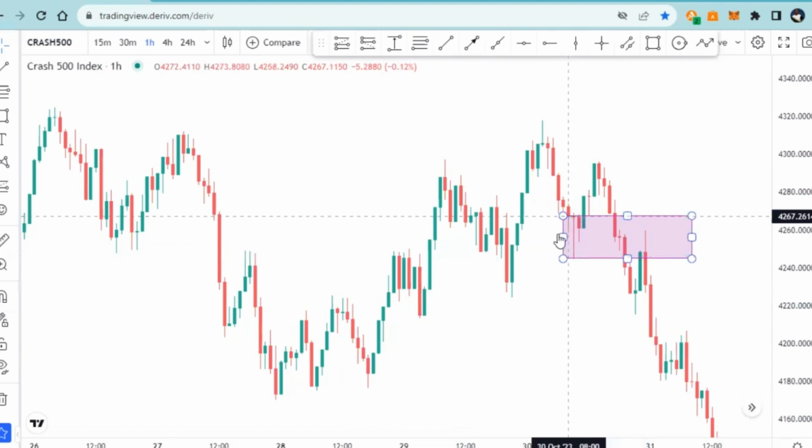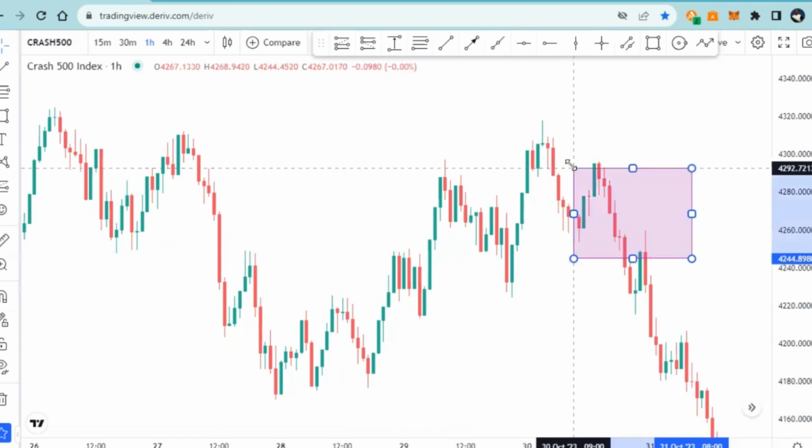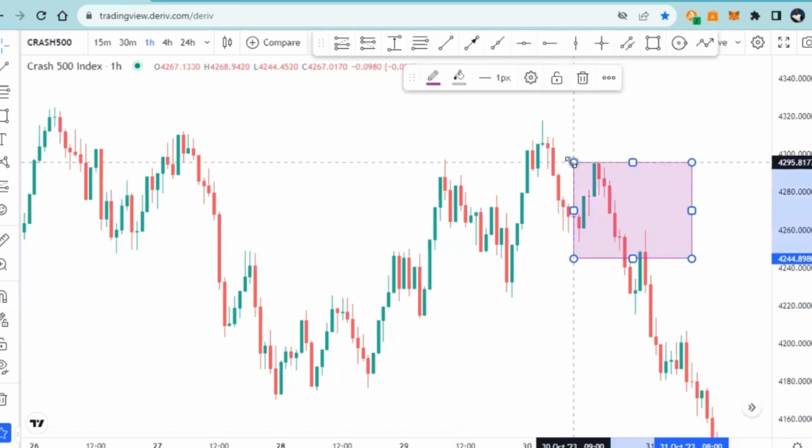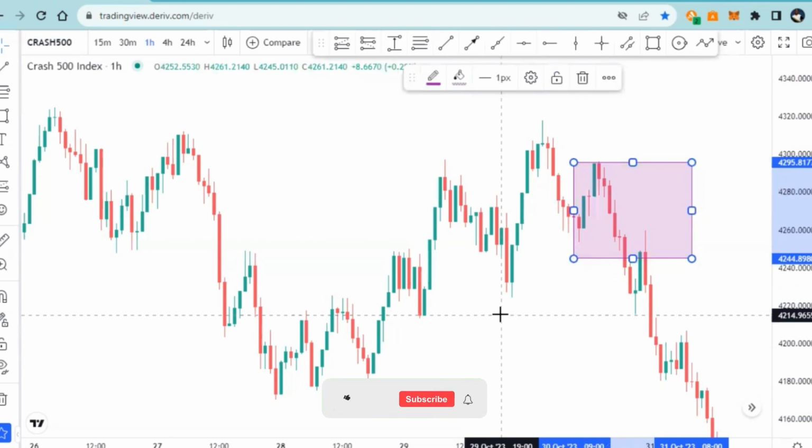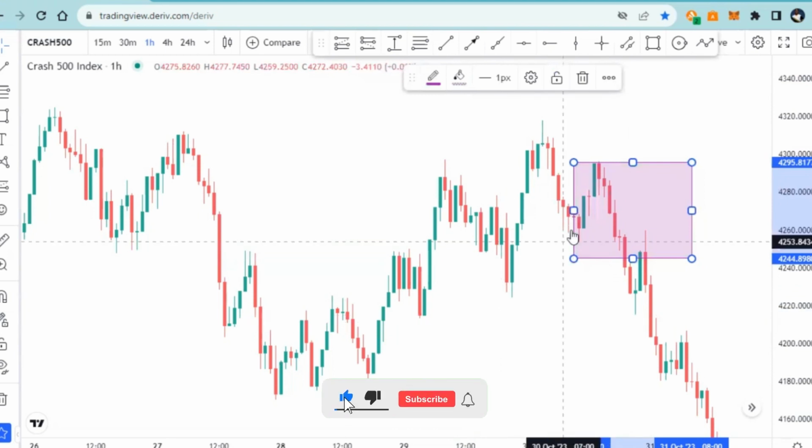Now I could be wrong, so sometimes in order for me not to be wrong, I adjust the whole of the box like this. So I take the whole of this as my entry and stop loss. Once that is done, I am guaranteed that I will take something out of that trade. So that is how you spot the shift in market structure and use it to trade profitably.